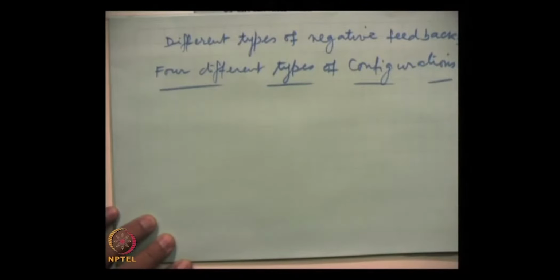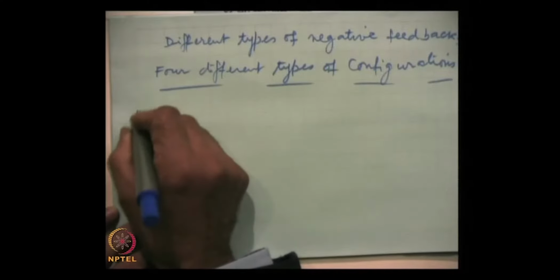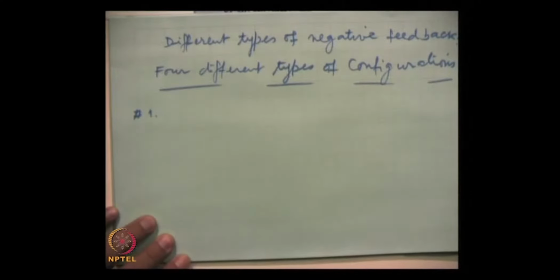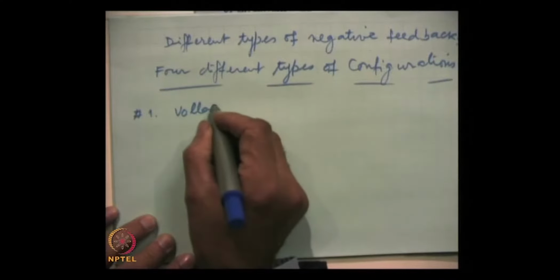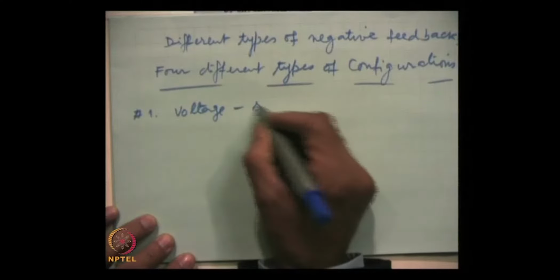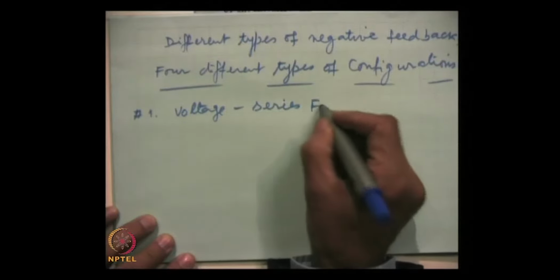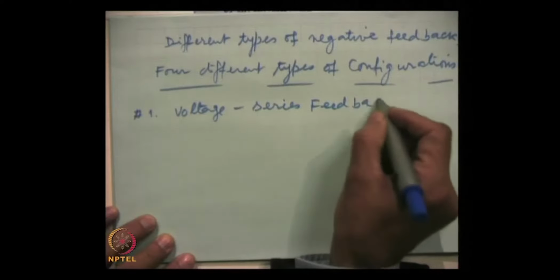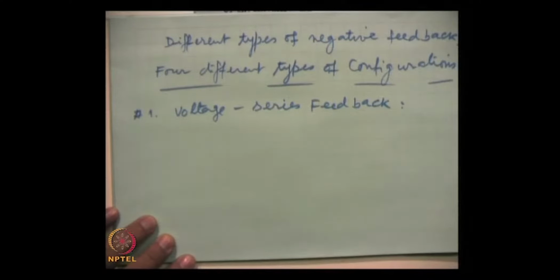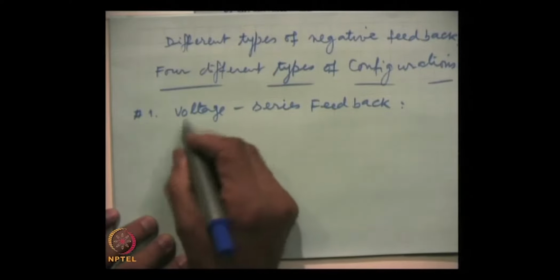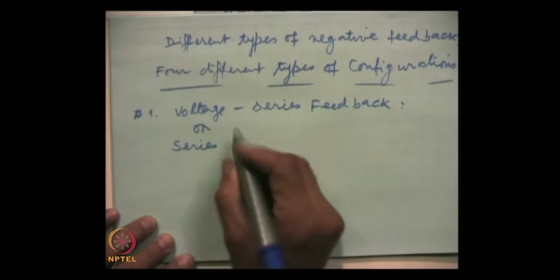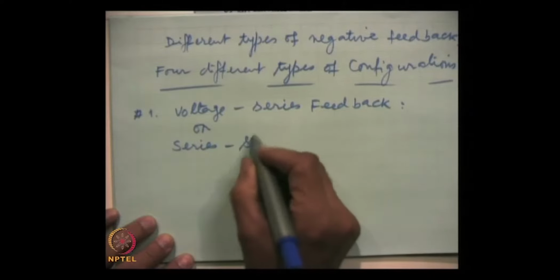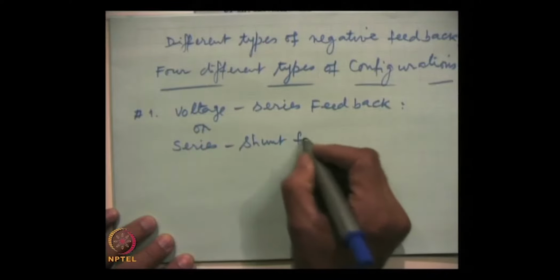Four different types. First is voltage series feedback, and this is also called series shunt feedback.